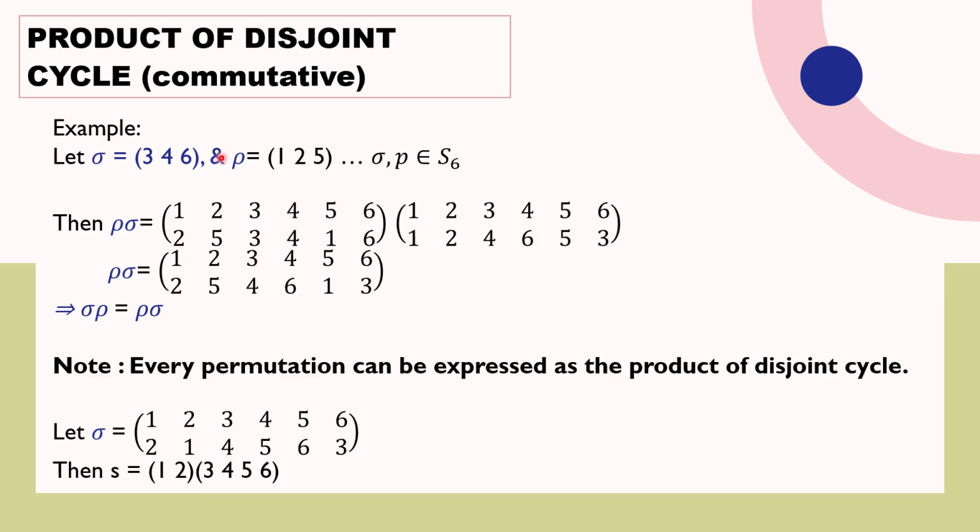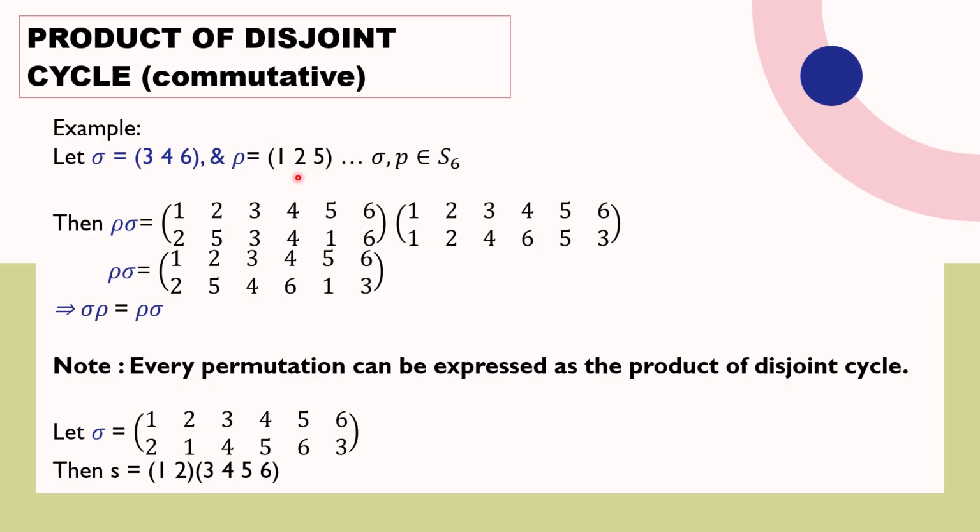Again, a very simple concept. For example, if one of the cycles is 3 4 6 and one of the cycles is 1 2 5, these two cycles are part of S6. It means that there are going to be the numbers 1 2 3 4 5 6 for each of these. These are the cycles of the symmetric group S6. All right, so how do you write these?